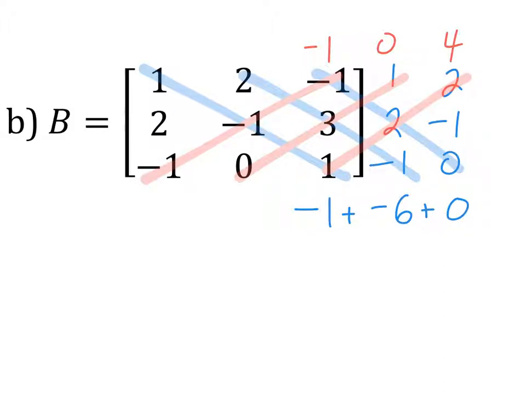Philip and Lisa, what should I do next? And add the negative 1, the negative 2, and 0 together. Yes, good.